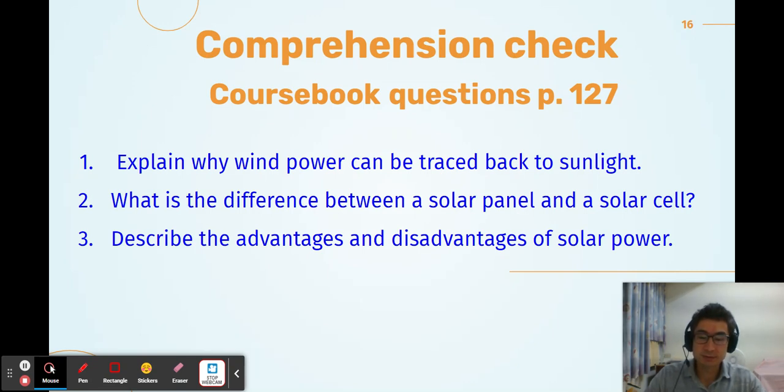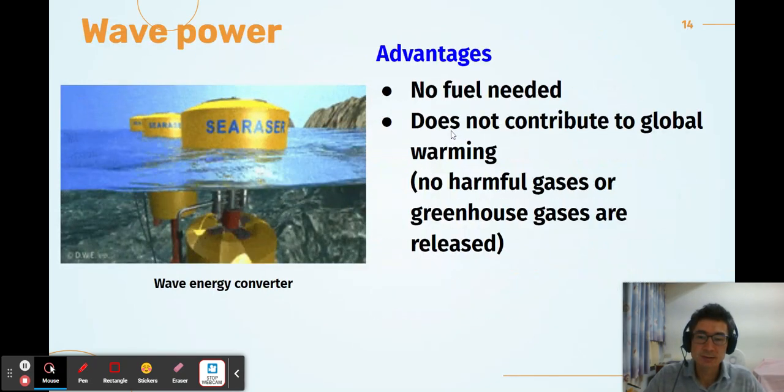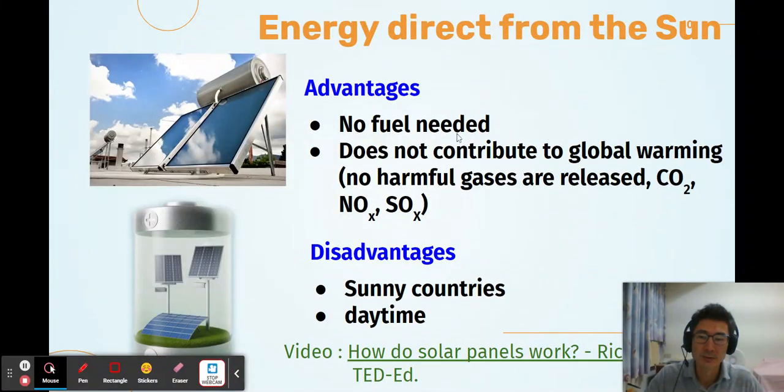What is the difference between a solar panel and a solar cell? Okay, well, I will explain this one right now. Solar panels are water heaters. If I go back to this, the first picture is a solar panel. A solar panel is used to heat water, to wash things or take a shower or even warm the houses like central heating. And in Taiwan, I see many buildings with these water panels on the roof.